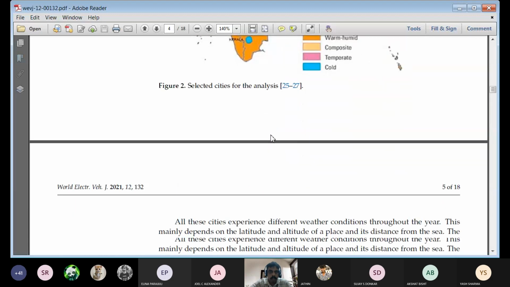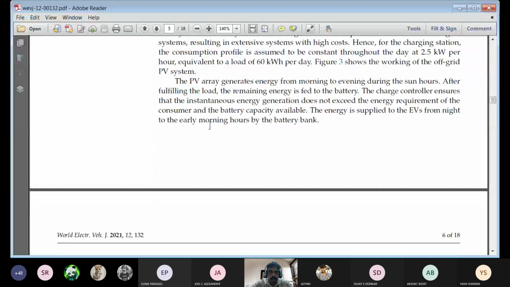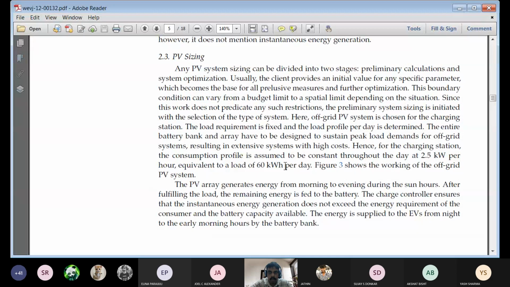Their climatic conditions and global radiation, in kilowatt hour per meter square. These weather data are available on some standard websites, and some references you can take. They have references 26, 27. Okay, you are already given this data. So for PV sizing, they have used that software. So like this, a charging station.